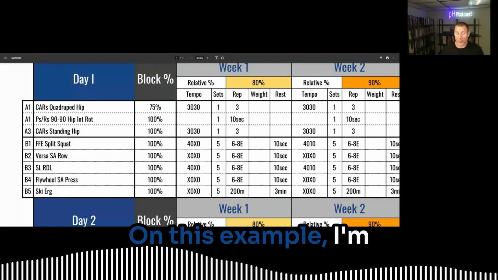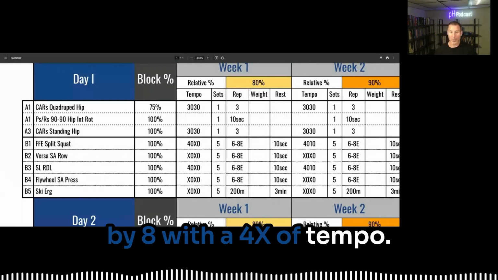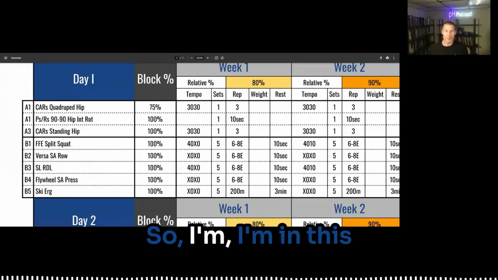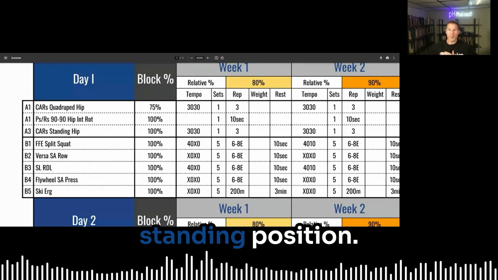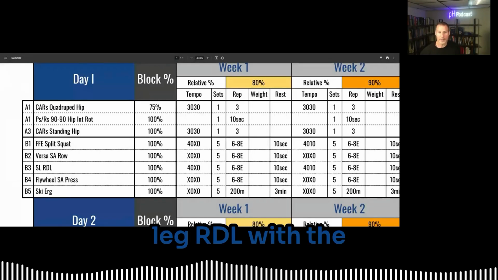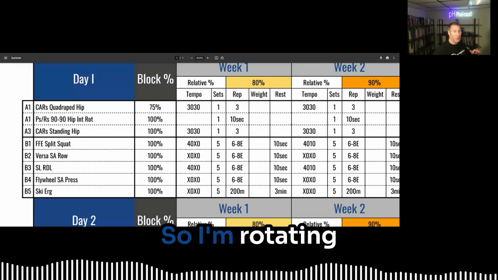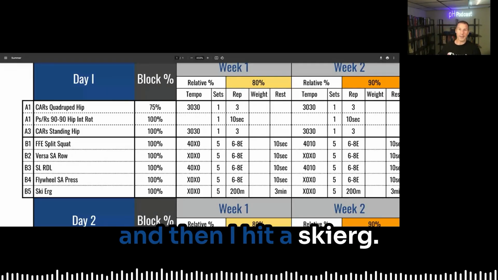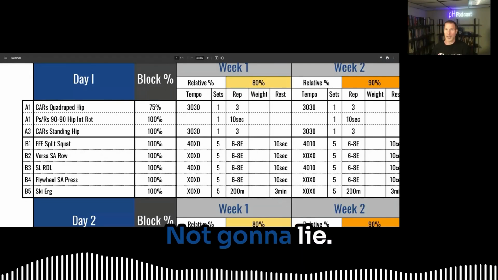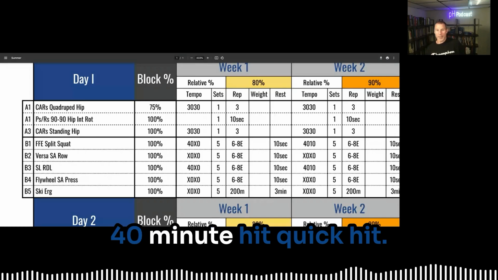In this example, I'm doing a front foot elevated split squat, 5x8 with a 4 tempo, 10-second break, immediately into a single arm row. So I'm in this standing position, I'm rowing, I'm getting a little rotation of my thorax. Then I hit a single leg RDL with the kettlebell or dumbbell. Then I go back into a press, so I'm rotating through the thorax, and then I hit a ski erg. I went 3 weeks of this. I'm not going to lie, I was pretty gassed every single time, but it's a 40-minute quick hit.